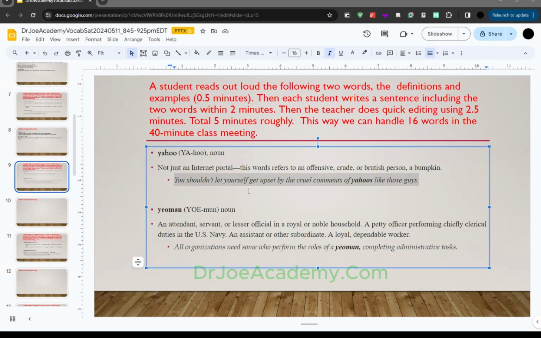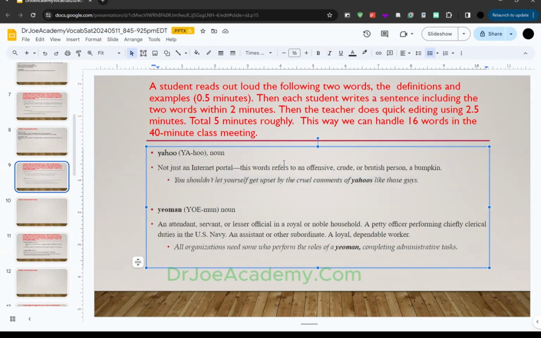Well done, Rico. So the word Yahoo can refer to the website like Google and all that. But in this context where we're focusing on it, we are using it to talk about someone who is offensive, crude, maybe kind of like a bully. They say mean things, and it could usually just be used as a synonym for a bully or someone who is very mean and offensive.